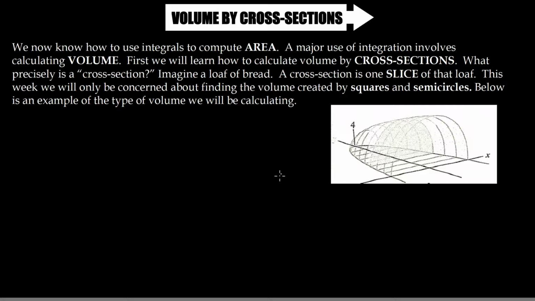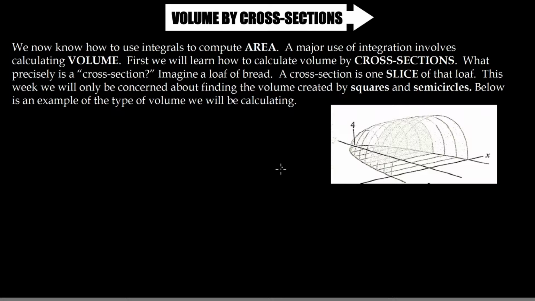Let's talk about that. I want you to imagine for just a moment a loaf of bread. I think everyone here can visualize what a loaf of bread looks like. Well, a cross section would simply be one slice of that loaf. So one slice of that bread. So essentially, we're going to have some sort of base that represents, let's say, the bottom of our loaf of bread.